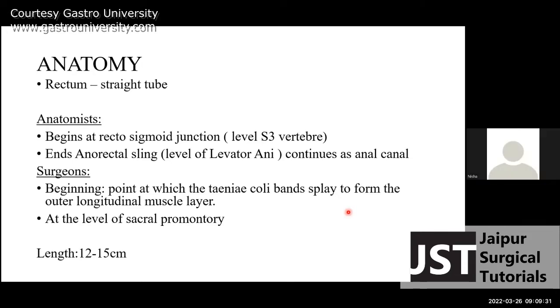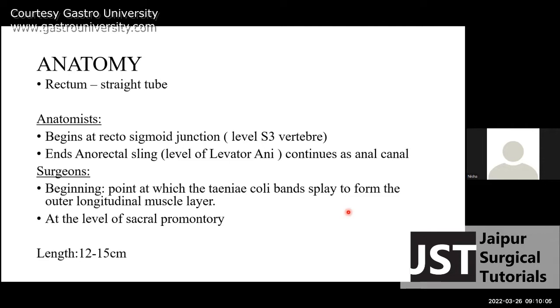Coming to the anatomy of the rectum, rectum per se means a straight tube, which is seen in quadrupeds. However, in humans, it follows the sacral hollow. The anatomists and surgeons differ in defining the landmarks of the rectum. For the anatomist, it begins at the rectosigmoid junction, which is essentially at the level of the S3 vertebra, and ends at the anorectal sling, which is at the level of the levator ani, and continues as the anal canal. For the surgeon, it is at the level of the sacral promontory, where the taenia coli spread out to form the outer longitudinal layer of the rectum.